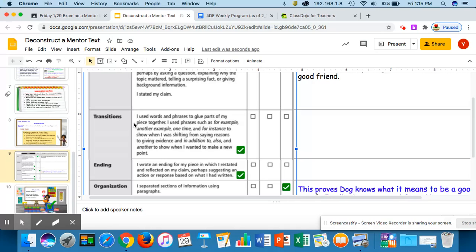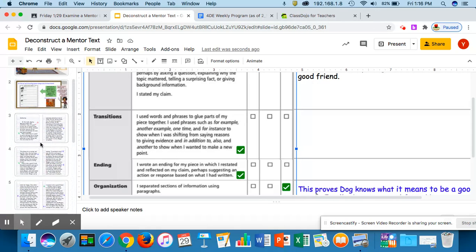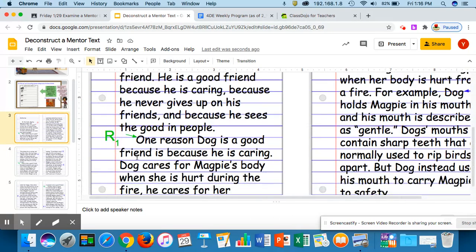That's when you see those phrases that let you know the relationship from one sentence to the next. So you might see transition phrases like, for example, and another example, one time, for instance, in addition. These are transition phrases. You know, we've been using that. So what you want to do is go back to the essay and look for some sort of transition phrase.